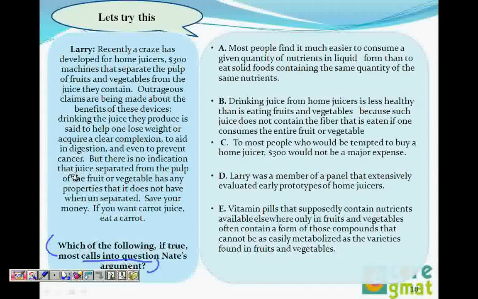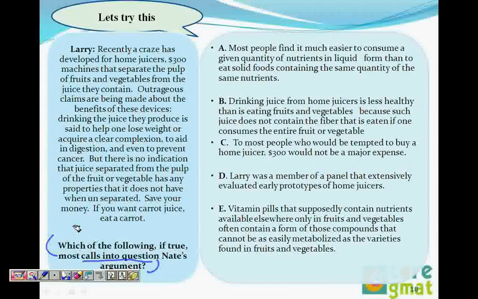So let's read the argument. Recently a craze has developed for home juicers, $300 machines that separate the pulp of fruits and vegetables from the juice they contain. Outrageous claims are being made about the benefits of these devices. Drinking the juice they produce is said to help one lose weight or acquire a clear complexion, to aid in digestion and even to prevent cancer. But there is no indication that juice separated from the pulp of the fruit or vegetable has any properties that it does not have when unseparated. So save your money. If you want carrot juice, eat a carrot.